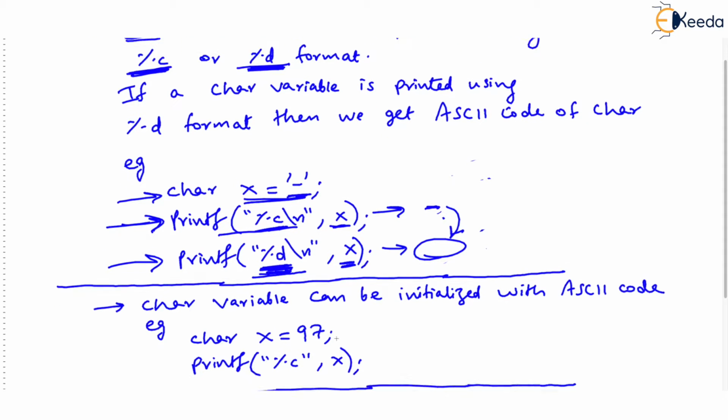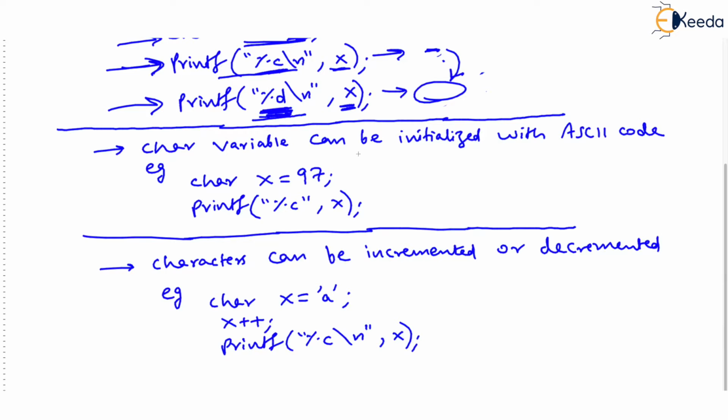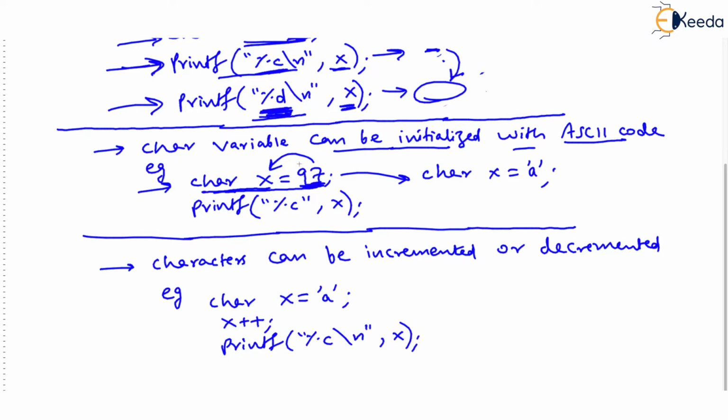Now the next point. A character variable can also be initialized with ASCII codes. Just check. If I write this line, char x equal to 97, this is equivalent to saying char x equal to small a. Basically, 97 is nothing but small a when assigned to a char variable.